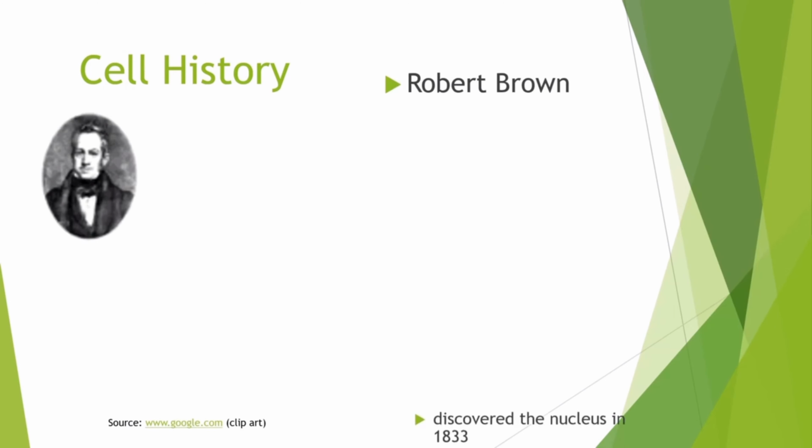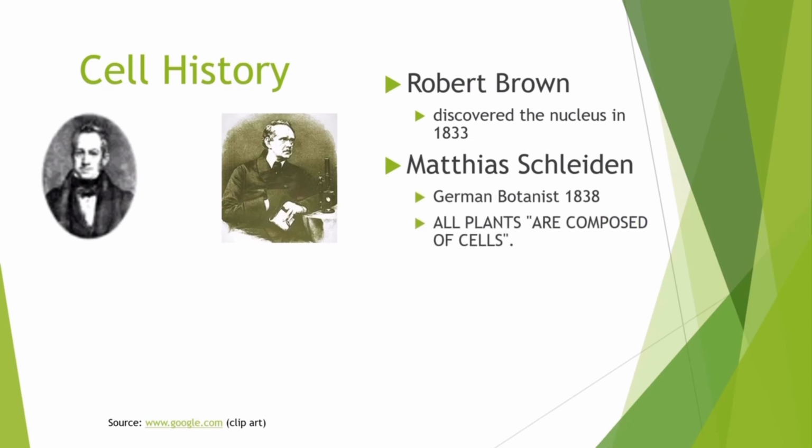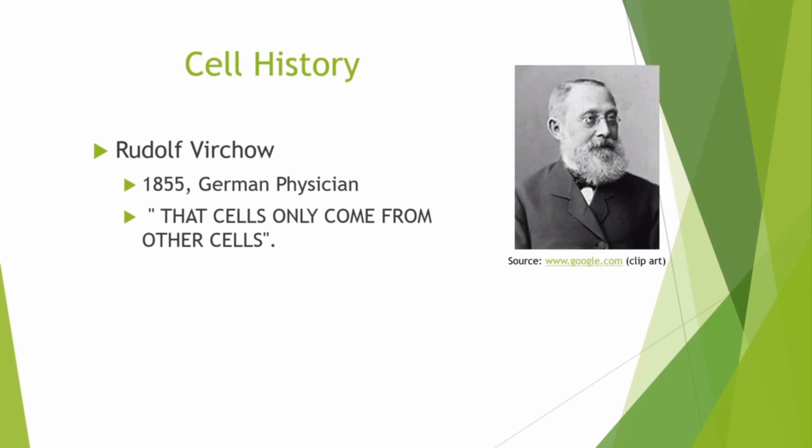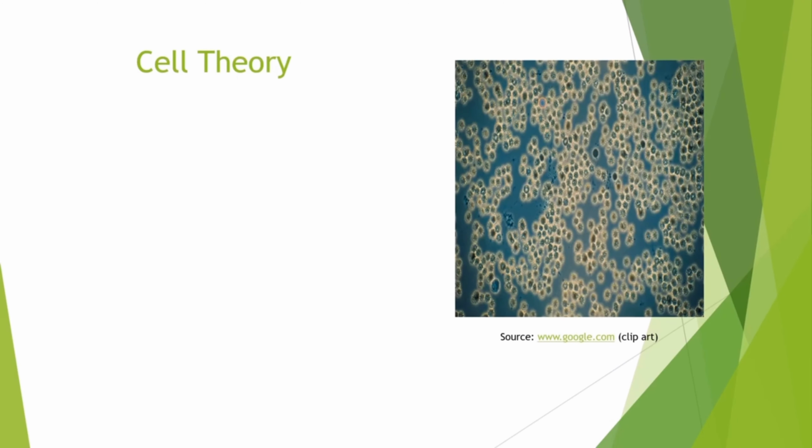Then later on, here came other scientists: Robert Brown, who discovered the nucleus in 1833; Matthias Schleiden, a German botanist, who in 1838 said that all plants are composed of cells; and Theodor Schwann, also in the same year, who discovered that animals were made of cells. And here came another scientist, Rudolf Virchow, in 1855, and he said that cells come only from other cells. And then later on, the cell theory was developed.